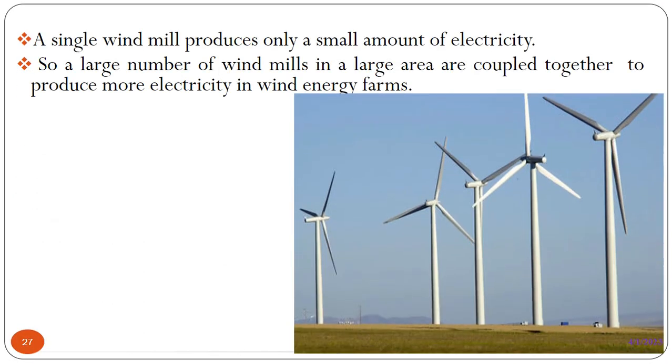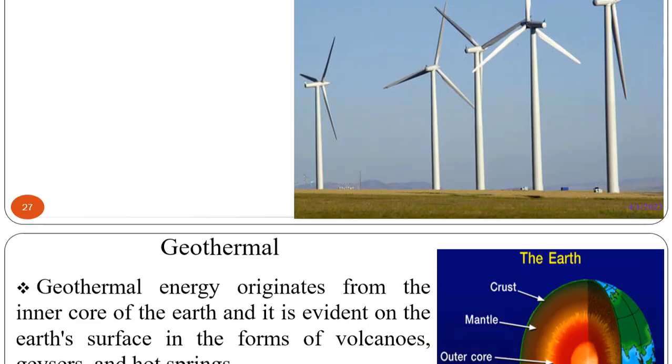A single windmill produces only a small amount of electricity. So a large number of windmills in a large area are coupled together to produce more electricity in wind energy. That's why the Adama wind farm has more wind blades.